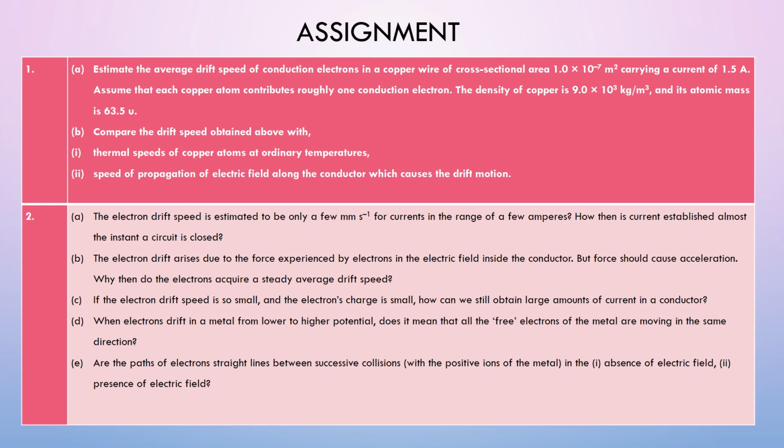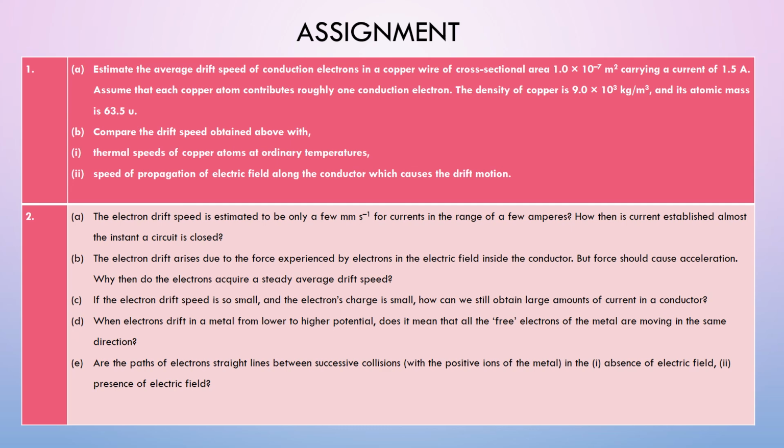Now you have an assignment consisting of questions. Please look into the assignment. The first one is a numerical regarding the drift speed of electrons in a conductor, where area is given, current is given, density is given, and the atomic mass is given. In the second part of this, you have to compare the drift speed with the thermal speed of copper atoms at ordinary temperature and the speed of propagation of the electric field in the conductor, which causes the drift motion.